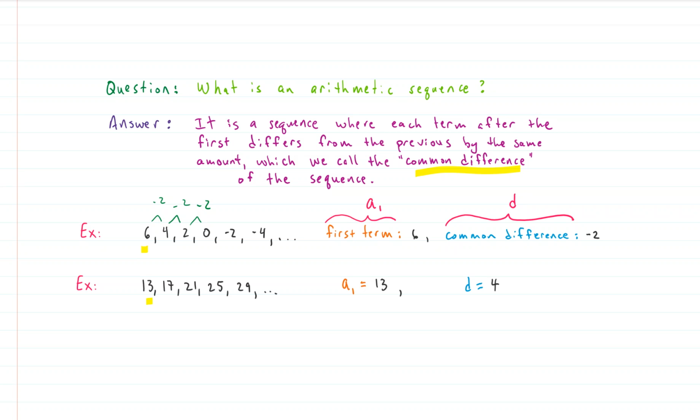In the next example, we have 13, 17, 21, 25, and 29, and so on. 13 is the first term, that's a sub 1, and the rest of them, a sub 2 is 17, a sub 3 is 21. But the common difference, 13 to 17, you go up by 4. 17 to 21, you go up by 4. 21 to 25, you go up by 4. So the common difference is 4. So the first term is 13, and the common difference is 4.